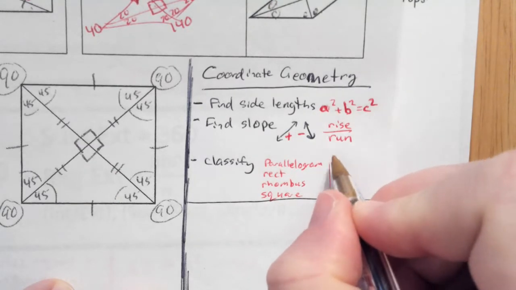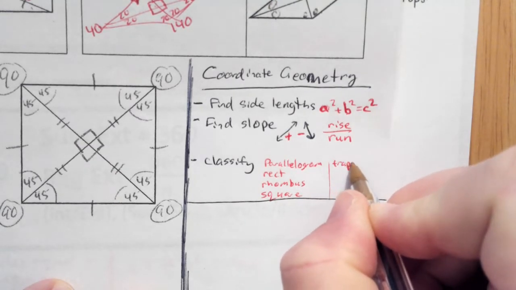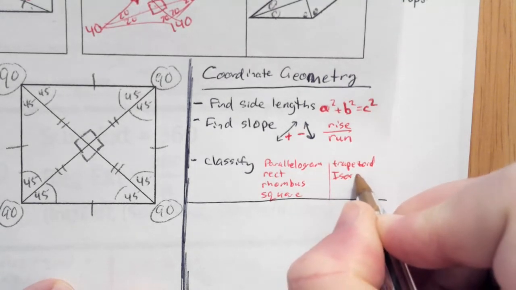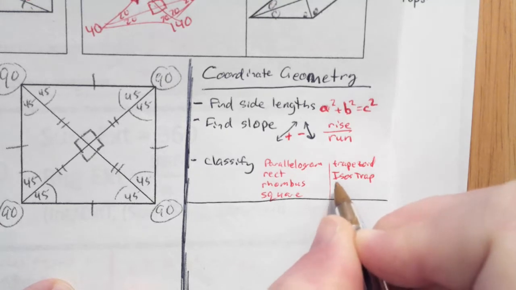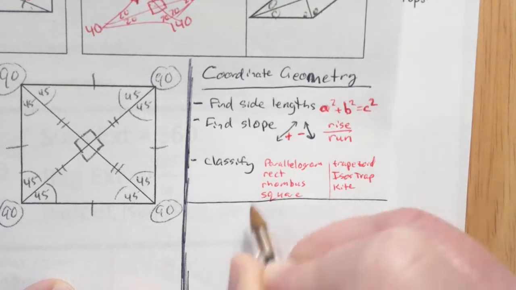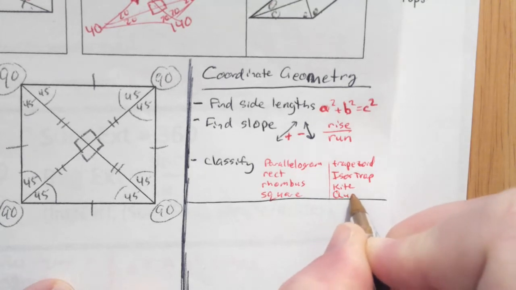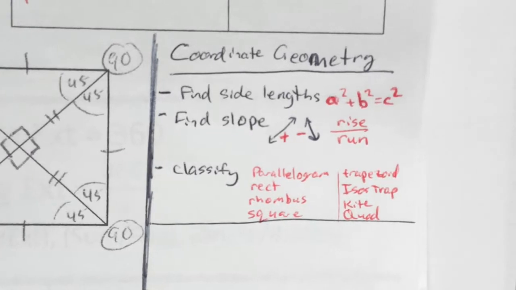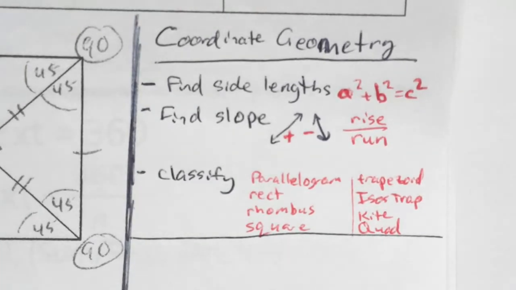Is it going to be a trapezoid, isosceles trapezoid? Is it going to be a kite? Or is it just none of those and just straight up a quadrilateral, just a four-sided shape? All right. So those are the different things that you could possibly classify it by.